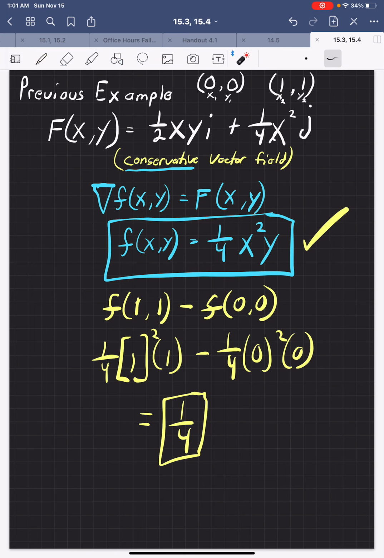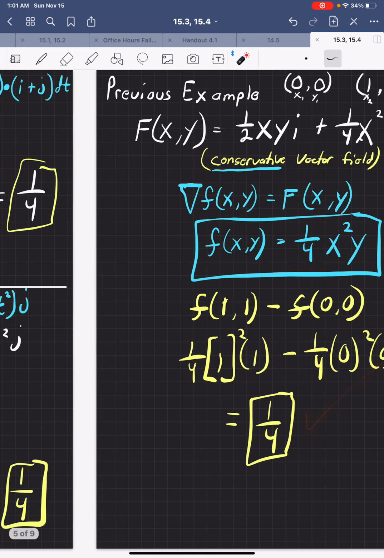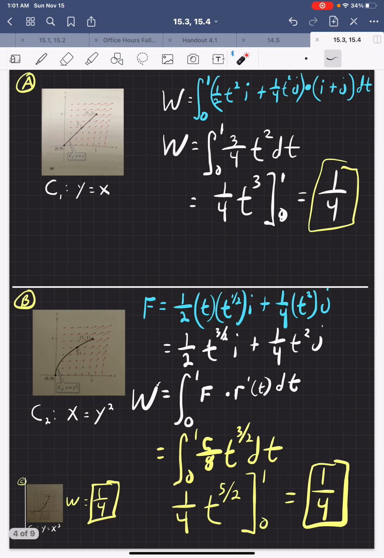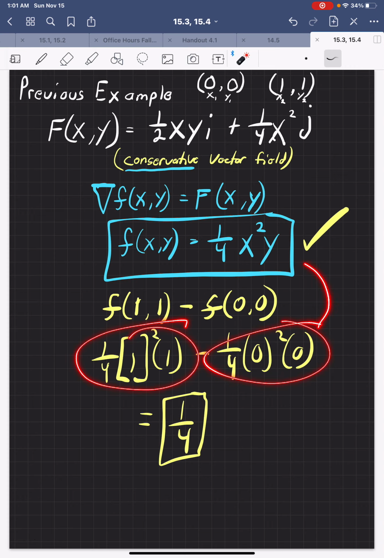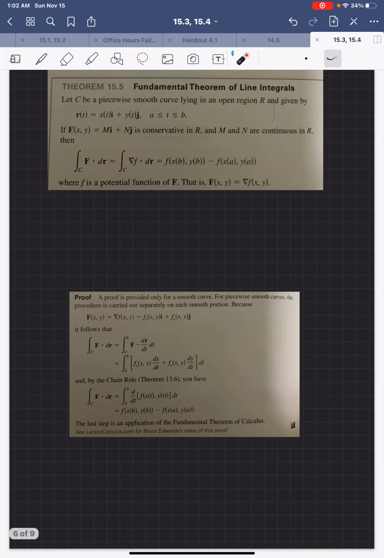Amazing enough, that is exactly what we got. Remember, 1/4 is exactly what we got going through all of that line integration. We got the same thing, just evaluating that conservative vector field's potential function for those points. And that is the gist. That is what we call the fundamental theorem of line integrals.